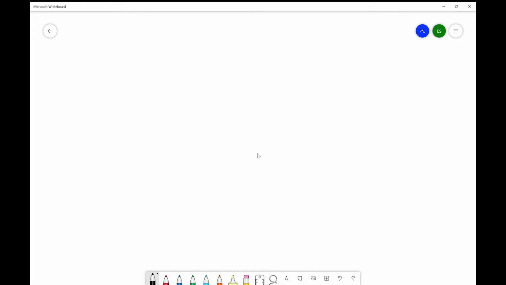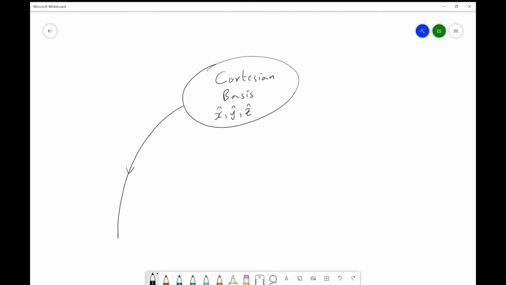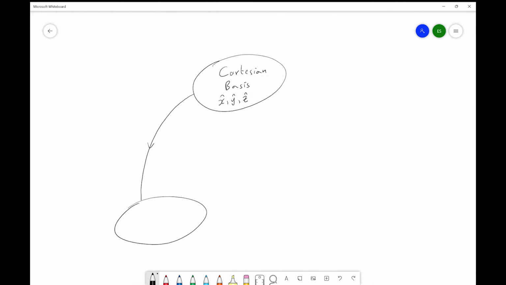So if we draw our trusty diagram again, let me go here and draw my diagram. I have my Cartesian system, Cartesian basis, x hat, y hat, z hat, and then we said that we want to go from the Cartesian to the cylindrical. So I have my cylindrical basis here, which is r hat, phi hat, z hat. We said this transformation is linear, and we can write it as M.